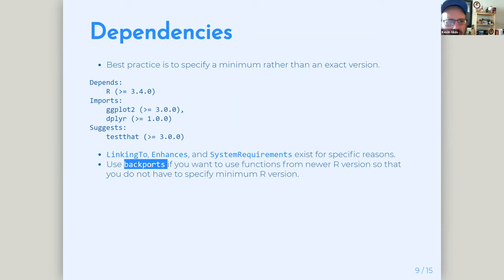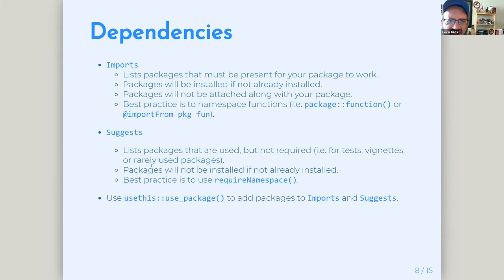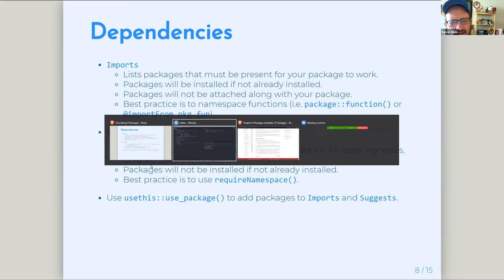Just a quick question. I can probably look it up, but I don't know if you know offhand: on the use package, if you want to make it a suggest, is there an argument? Yes.